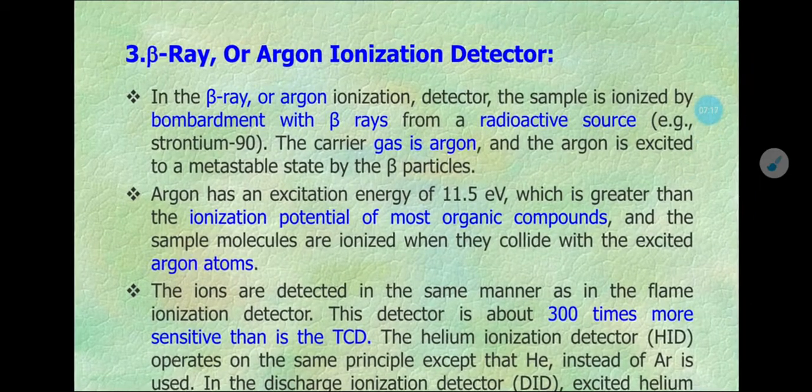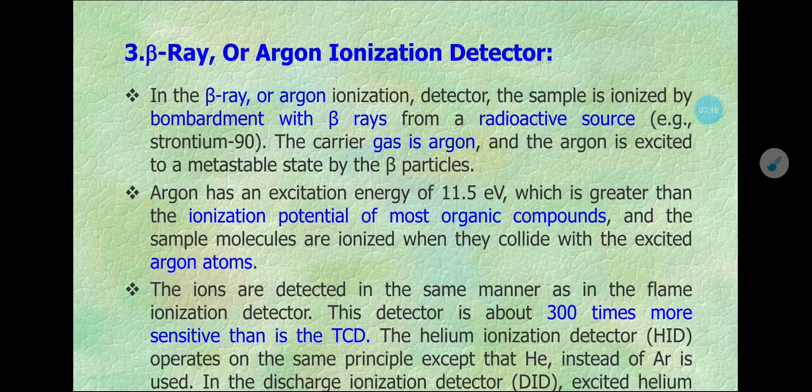The third detector generally used in gas chromatography is the beta ray detector, or argon ionization detector, or gas ionization detector. In the beta ray argon ionization detector, the sample is ionized by bombardment or exposure with beta rays from radioactive sources, for example strontium.